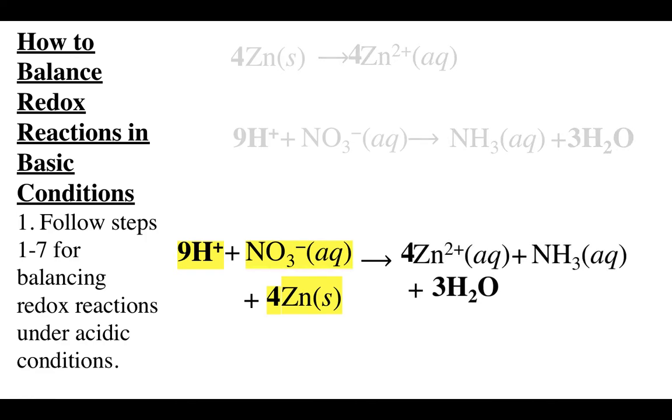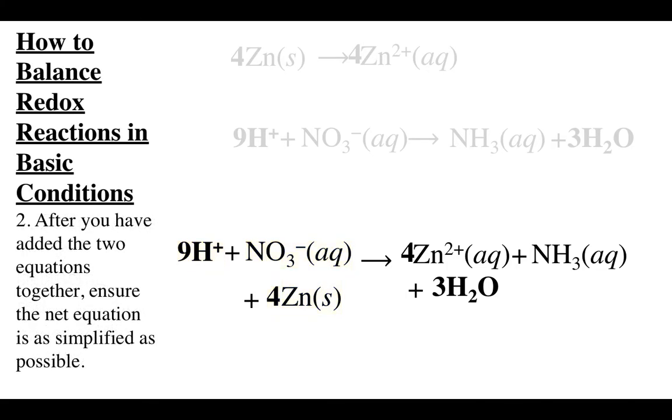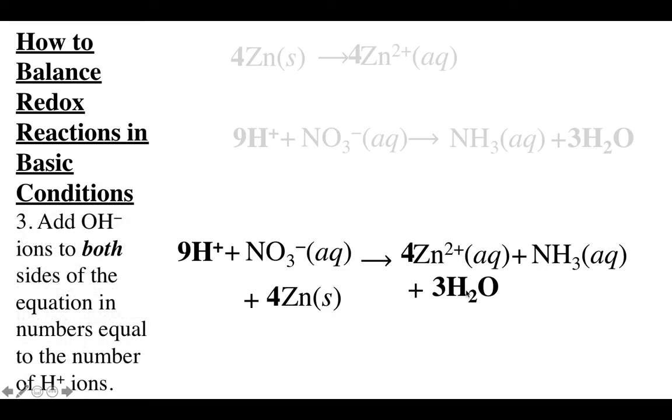Okay, so now to balance under basic conditions. We have to make sure that when we've added the equations together, the net equation is as simplified as possible. And here the ratio is 9 to 1 to 4 to 4 to 1 to 3, so there's no common denominator. No common factor. It's as balanced and as simplified as possible. So the next step, students, is to add hydroxide or OH- ions to both sides of the equations in numbers equal to the number of proton ions.